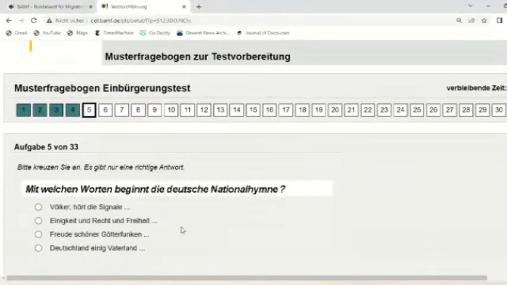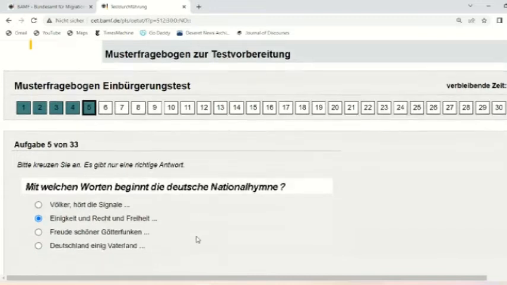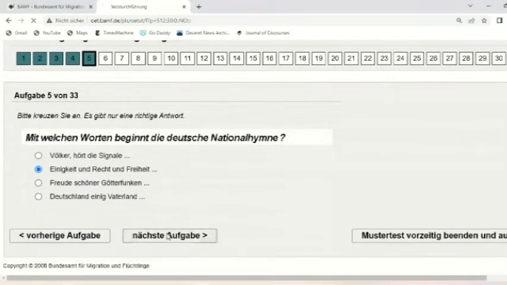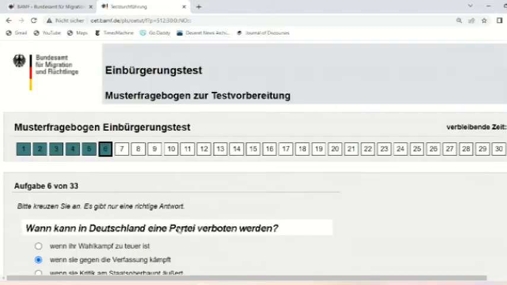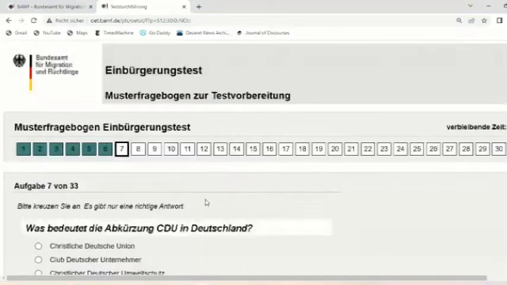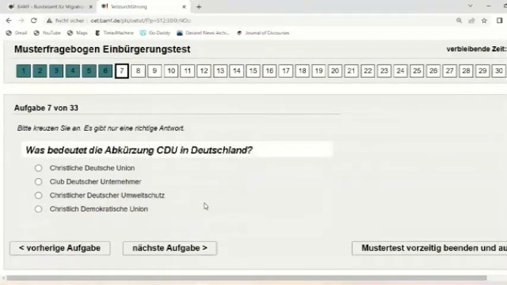Question 5. What are the first words of the German national anthem? I feel like this one is also common knowledge. Einigkeit und Recht und Freiheit. So answer 2. Question 6. When can a political party be banned in Germany? The answers are if their campaign is too expensive, if they are working against the Constitution, if they criticize the head of state, or if their program suggests a new direction. For me, I felt that was pretty clear: if they are working against the Constitution.